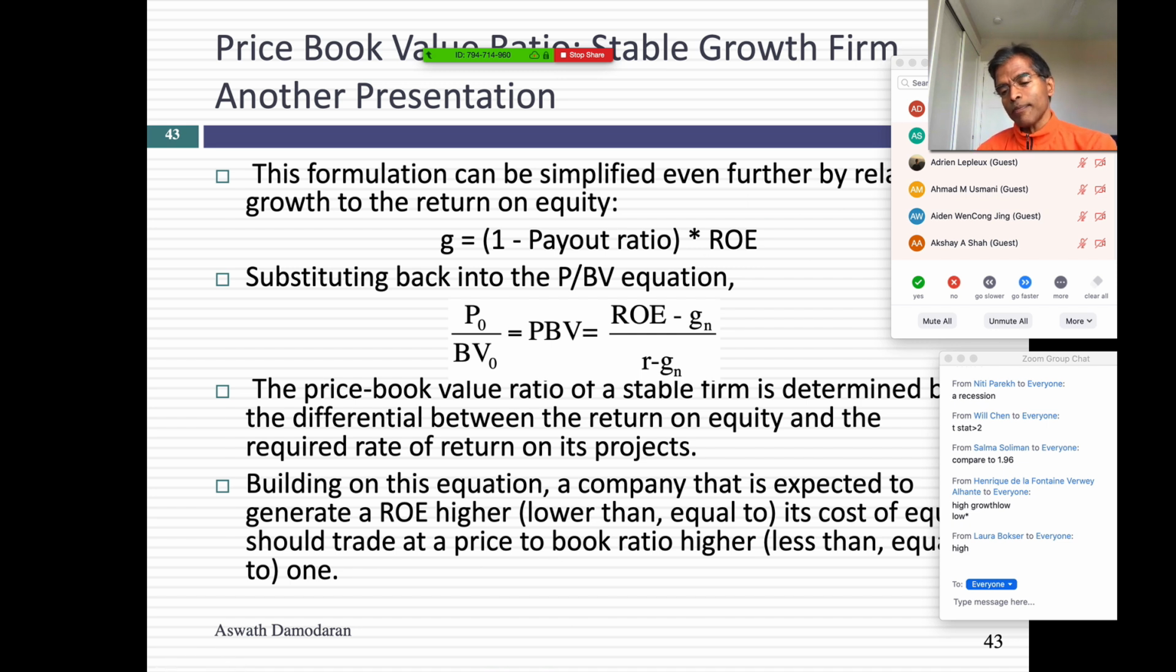Take a look at that equation. Let me ask you a question. You have g, the growth rate, in both the numerator and the denominator. What has to be true for a stock to trade at book value? What should be true about your return on equity and your cost of equity?